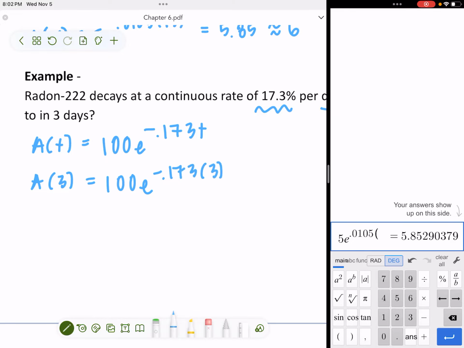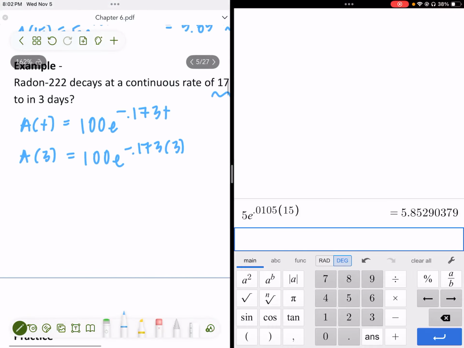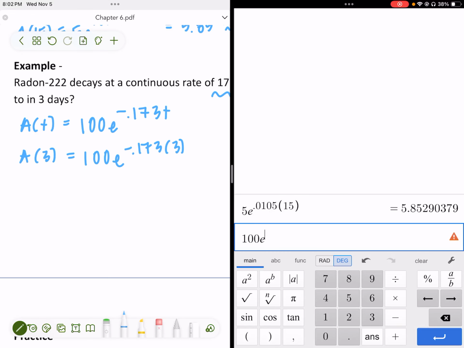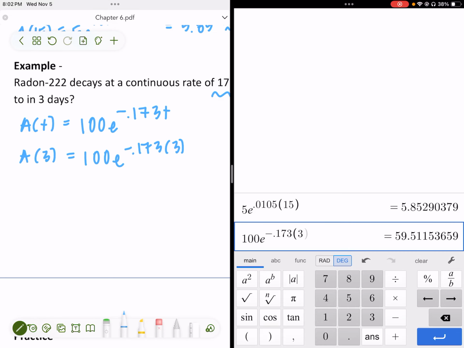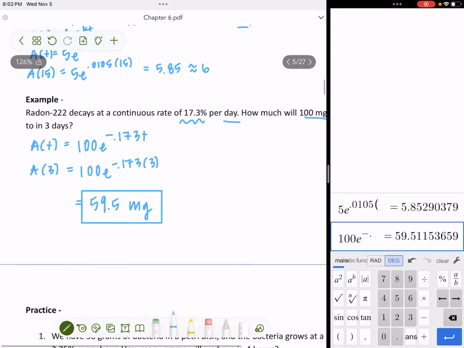Now, just a quick note. If it's decay, it should be going down. So if you're doing this math and for some reason it's coming up bigger, double check your math. Make sure that you didn't accidentally plug in a positive number. You should have less over time. So it looks like we have 59.5 milligrams remaining. It shouldn't get bigger, right? If we're decaying, it's going away, it's decreasing over time.